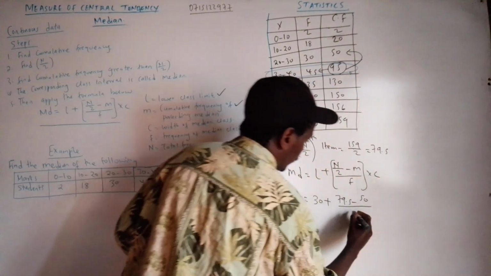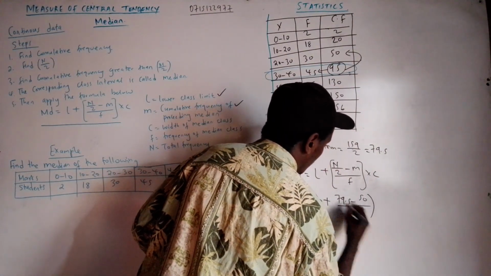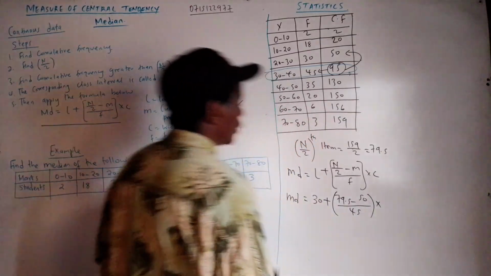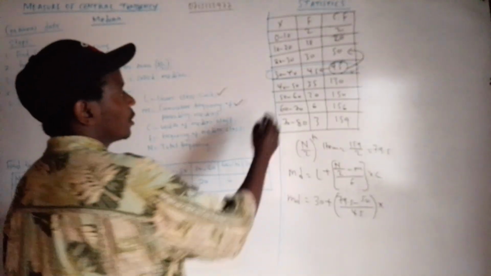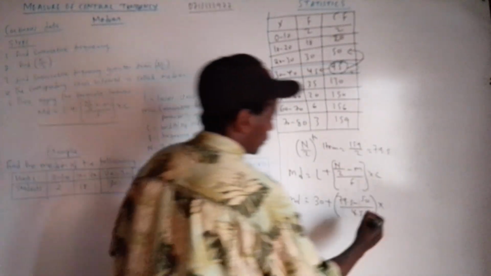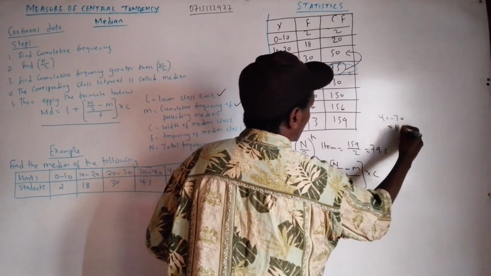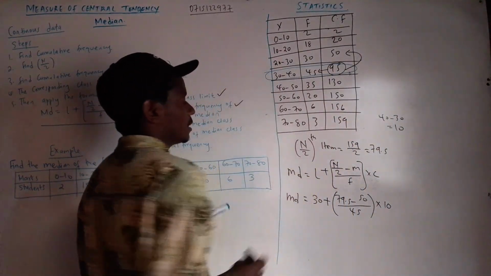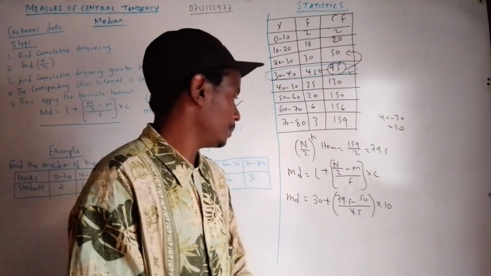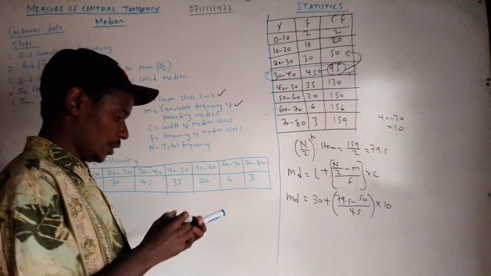Then you need to multiply it by the class width, which is 40 minus 30, which is 10. So 40 minus 30, that is 10. This one is the class width c.